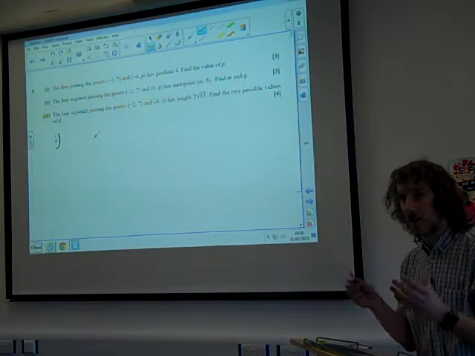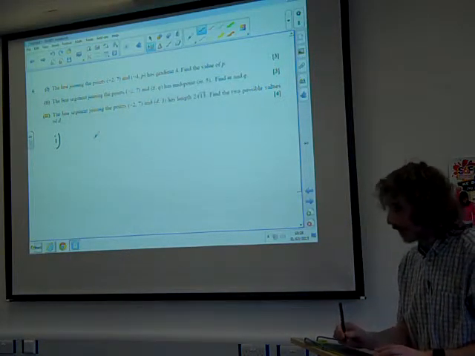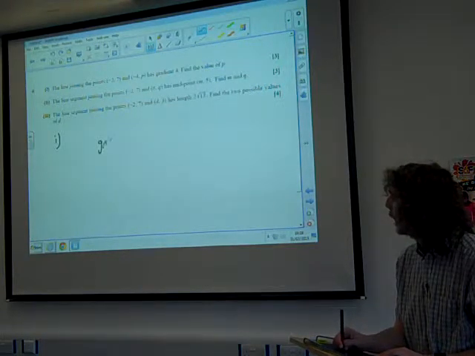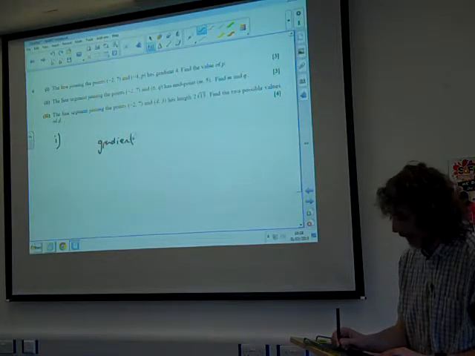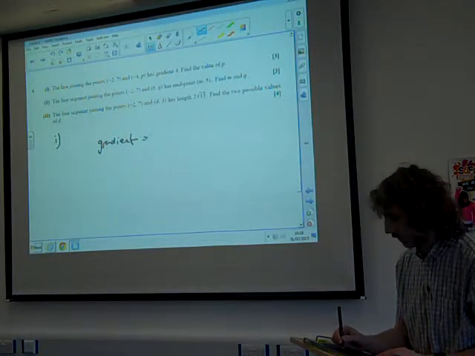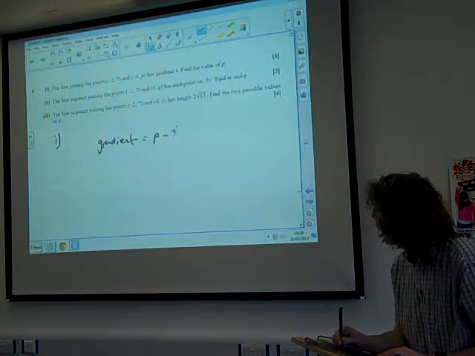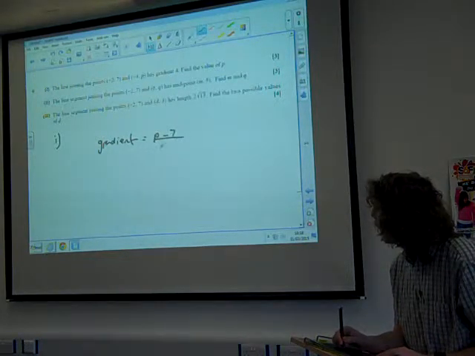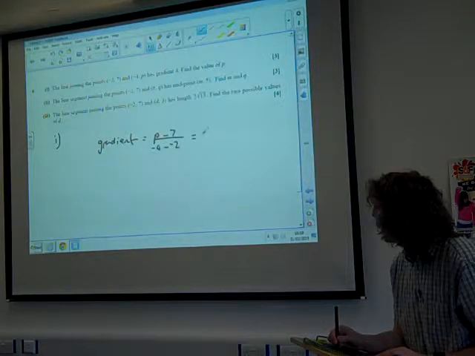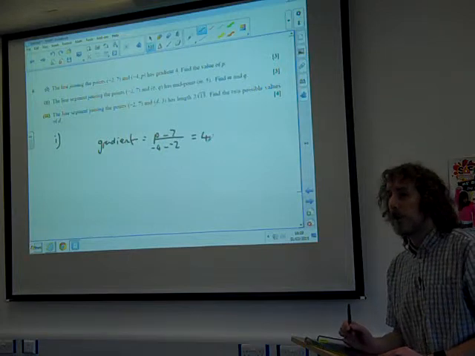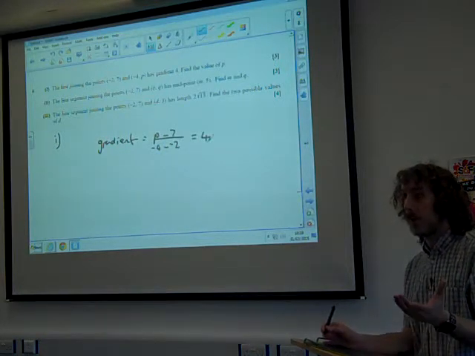We've just made a big thing about knowing that gradient is going to be the change in the y values over the change in the x values. So the gradient here is going to be the change in y, so p minus 7, over the change in x, minus 4 minus 2, is equal to 4.